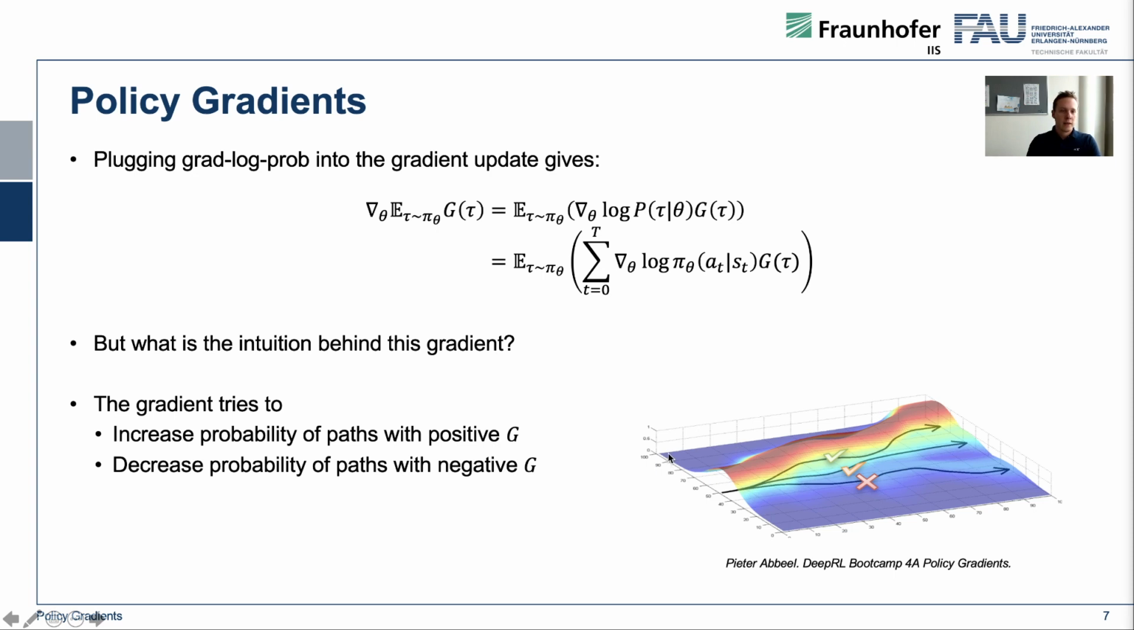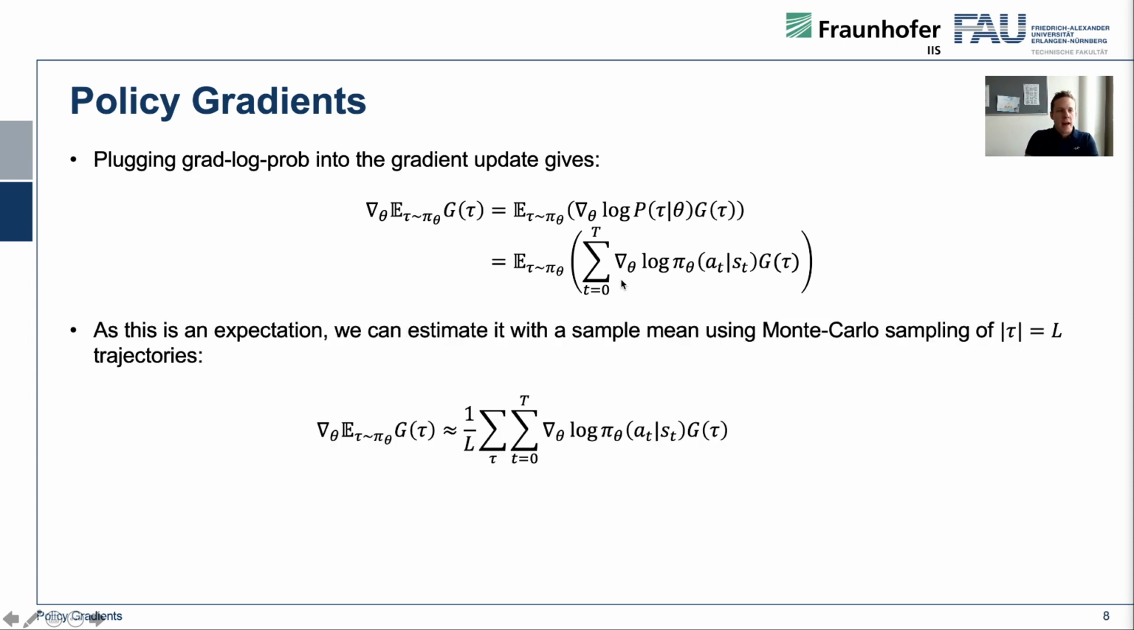Yeah. So, I mean, this is still an expectation. How can you solve this and use this in a stochastic gradient descent fashion? As always, as this is an expectation, we can estimate it simply using Monte Carlo sampling of the trajectories. So you take a number of different trajectories tau, sample them from an environment, which gives you sampled gradients, and then you apply them using stochastic gradient descent.